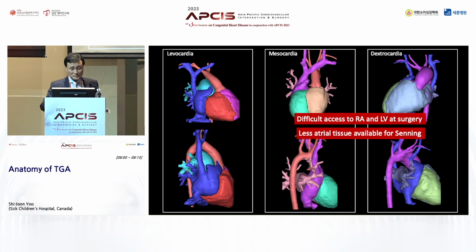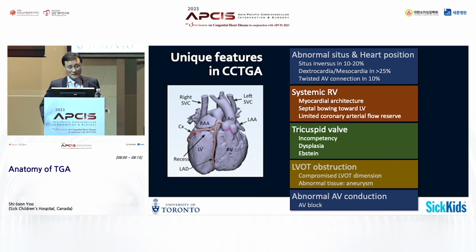And then, if you look at the lateral view, look at this. In levocardia, you have quite a large atrial tissue surface. However, if there is mesocardia or dextrocardia, the available surface area of the right atrium is much less. So therefore, your surgery will be much more difficult. Okay. So what about the systemic right ventricle?